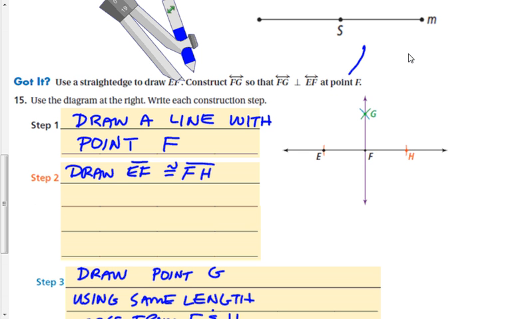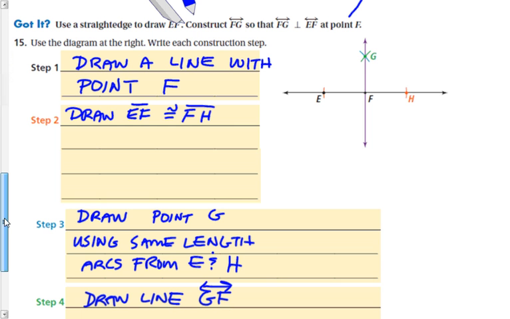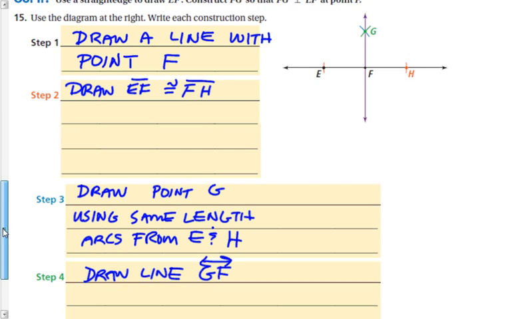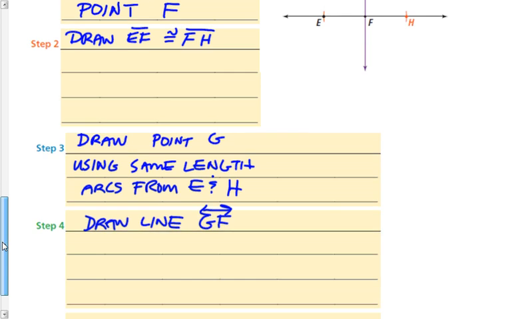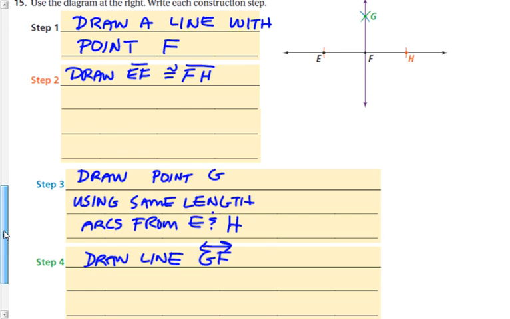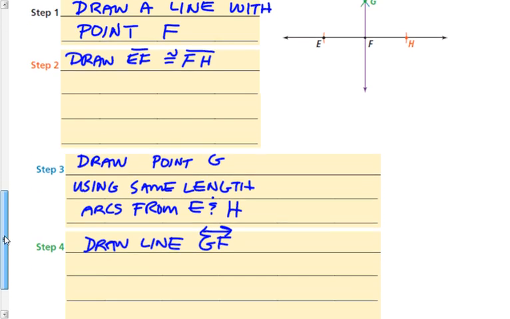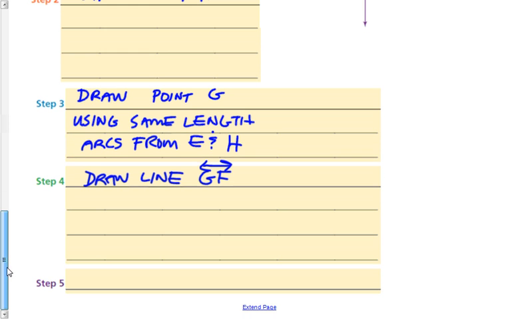Okay, the first thing you would do is just draw any arbitrary line with point F. Then step 2, you would draw EF and FH so that EF is congruent to FH. Then you would draw point G using the same length arcs from E and H. And then you can draw a line GH, and that should be perpendicular. I don't know what step five would be.